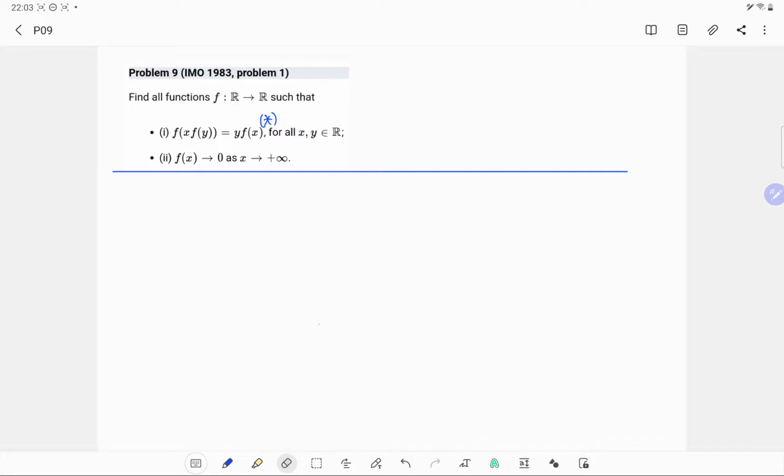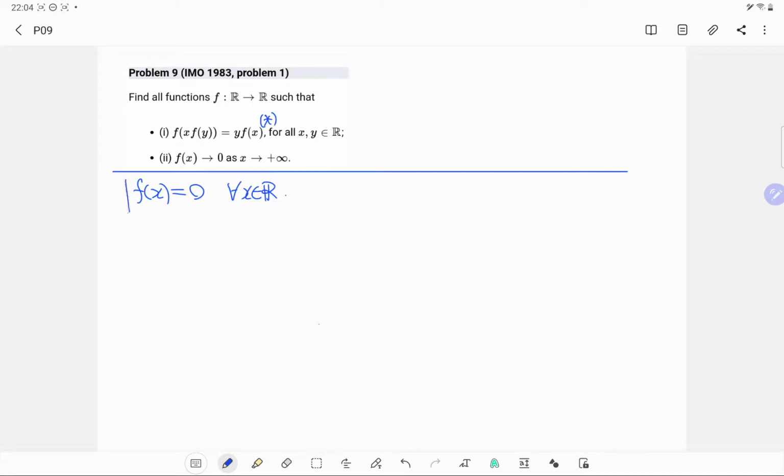So let's begin. First of all, we can simply observe that f(x) = 0 for all x should be a solution, because it's clear that for condition 1, the left side will be 0 and the right side will also be 0. So f(x) being the constant function 0 will be a solution. Let's see if there exists some value of x such that f(x) is not 0.